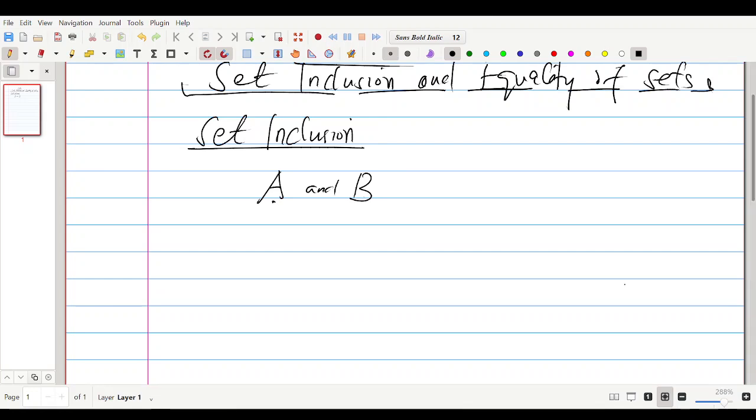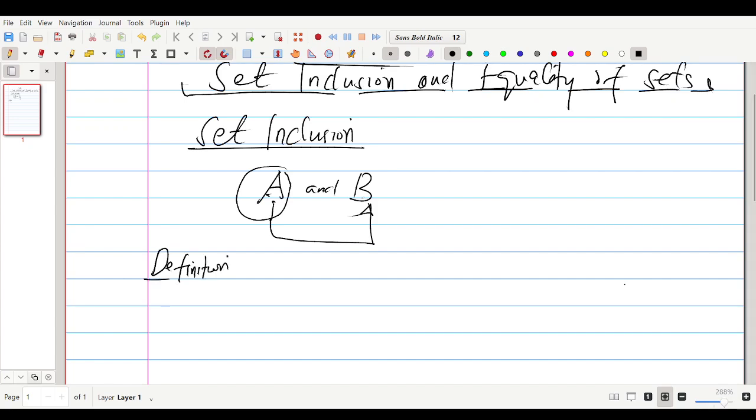Now, A is included in B if all elements in A are found in B. If you discover that every element in A is also present in B, then you are free to say A is included in B. Other terms that can be used synonymously are A is contained in B, or you can say A is a subset of B. Either of these is accepted. So let's give a definition in writing.